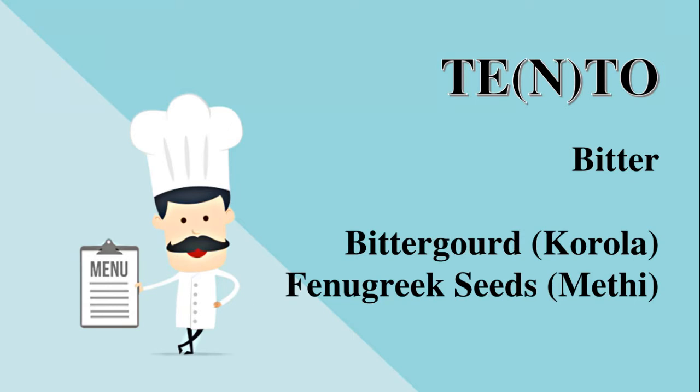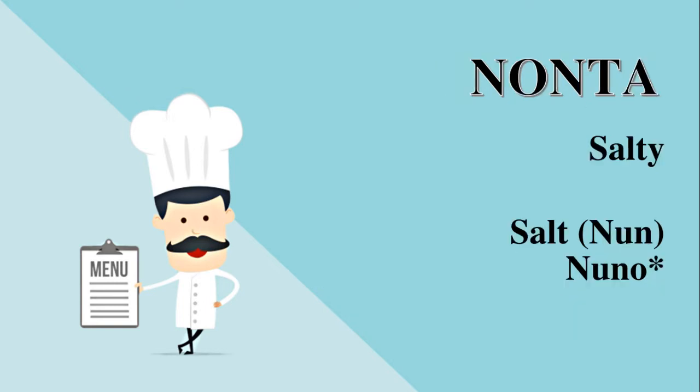The fourth taste, bitter, is teto, teto. Again the N is in brackets, so not a full N. It's pronounced as teto. Examples are korola, bitter gourd, and methi, fenugreek seeds. The fifth taste is salty, meaning nonta. Now the word for salt is noon.